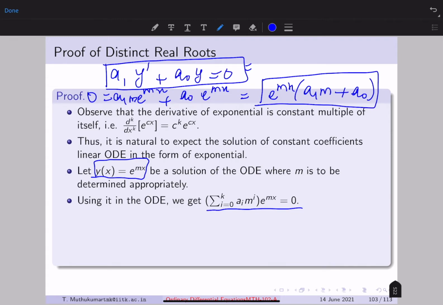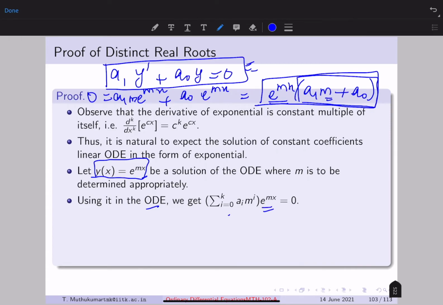So where that y form has come out, what you are left with is a polynomial of degree 1 in the case of first order. If you start with a kth order, you would have a polynomial in m of degree k. So if you substitute this information in the ODE, you get e power mx times a polynomial of degree k, and this multiplied by e power mx is equal to 0.